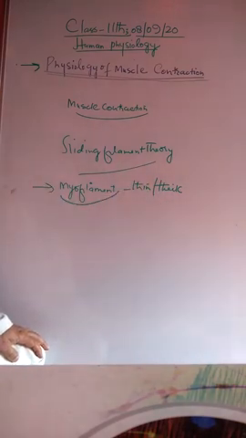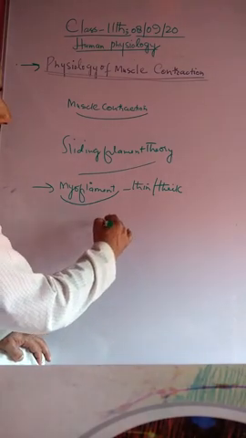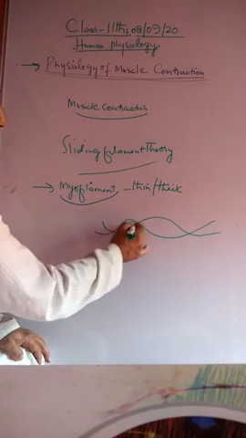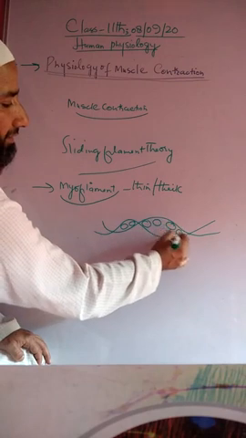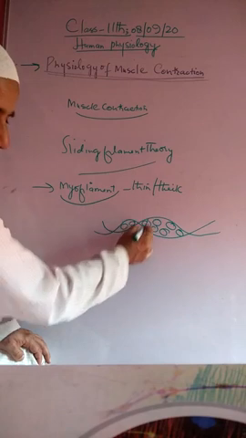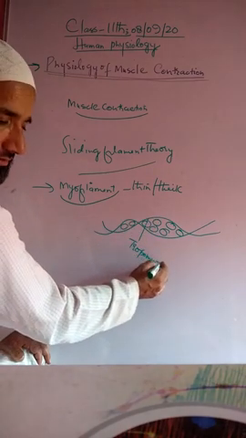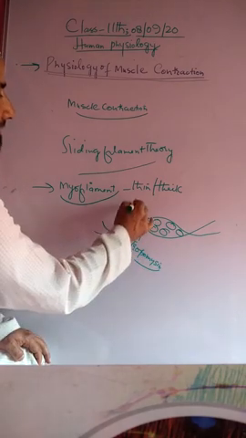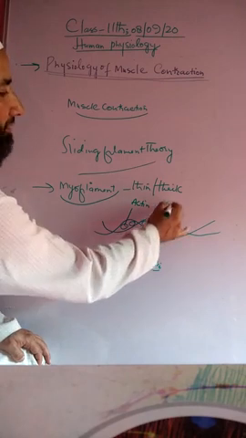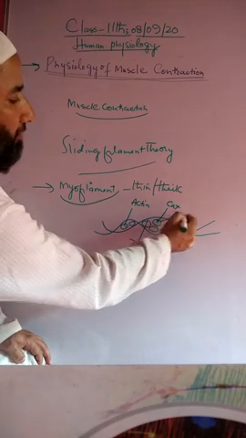What are the myofilaments? These myofilaments are the actin and myosin protein fibrils. They can be shown as here. These myofibrils are like this: this is tropomyosin, and this is actin, and these are calcium double positive ions, and this is troponin protein.